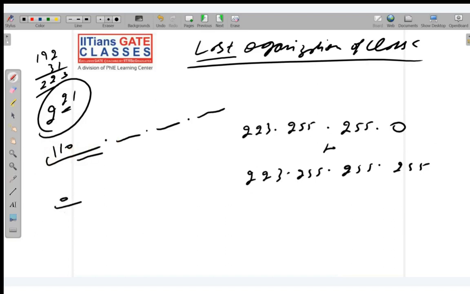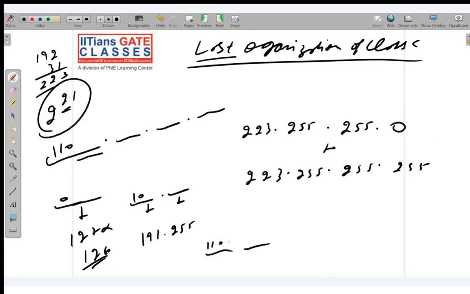For class A, it was first 0, so I put all ones here. All ones means 127, but 127 is reserved, so we have put 126 for the last organization of class A. For class B, in these two octets, one and zero, you put here 6 ones and here 8 ones, so it comes out to be 191.255. For class C, 110, so here you put all 5 ones, here all 8 ones, and here all 8 ones, so what you get is this.